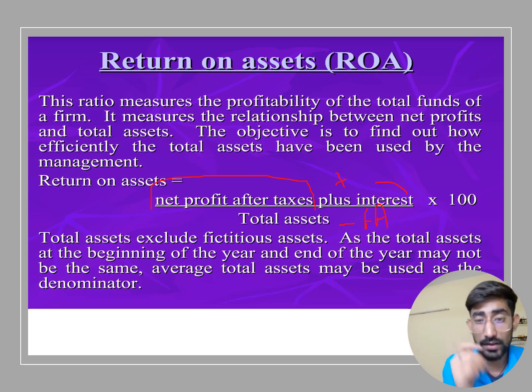And just remember one thing, we have to deduct our fictitious asset while calculating the total asset. So net profit after tax plus interest divided by total asset minus fictitious asset into 100. So this is ROA, return on asset.